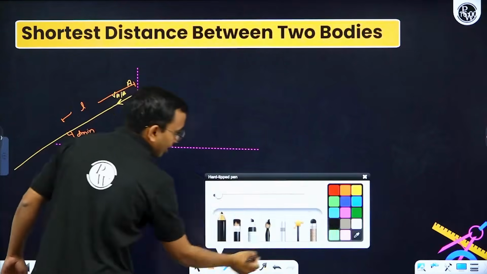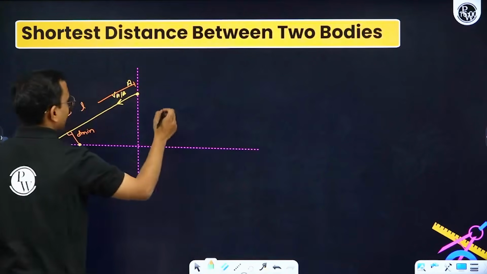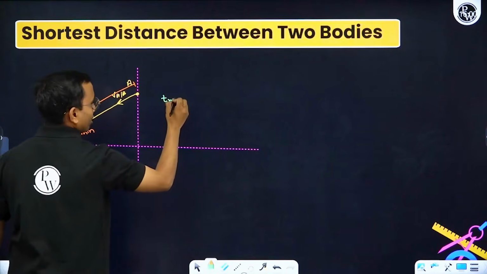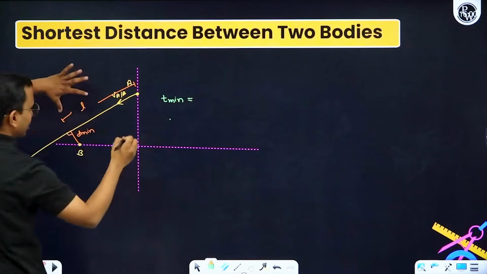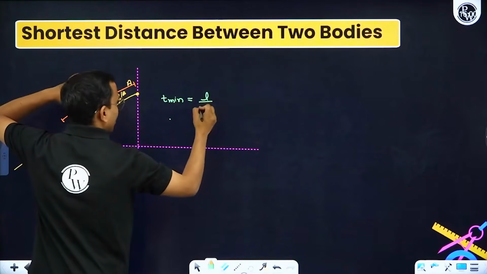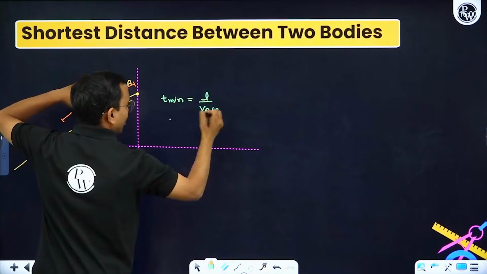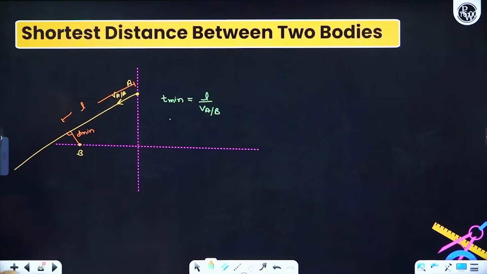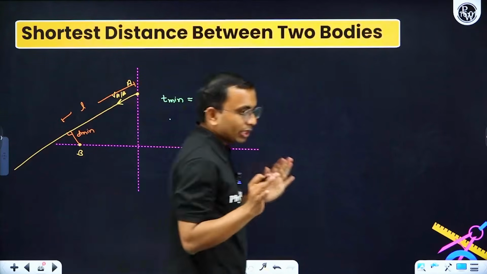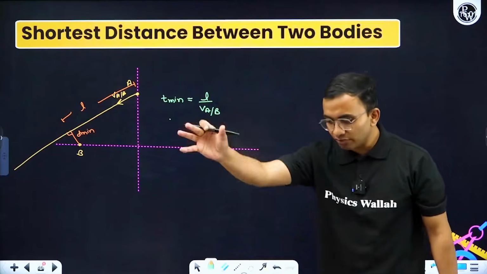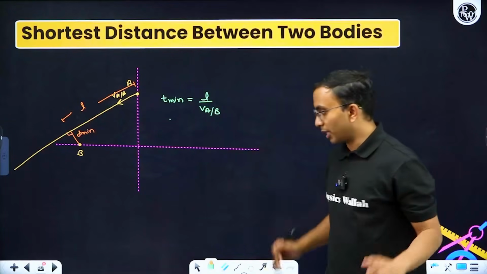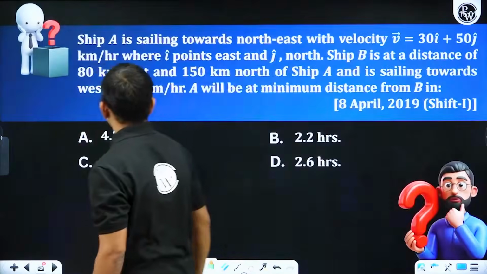Let us take this distance as L, and I can say that the minimum time will be that particular distance divided by the velocity of A with respect to B. The basic thing I am telling you is that you have to observe the motion of the other particle with respect to one of the particles. I'll show you the question on this.